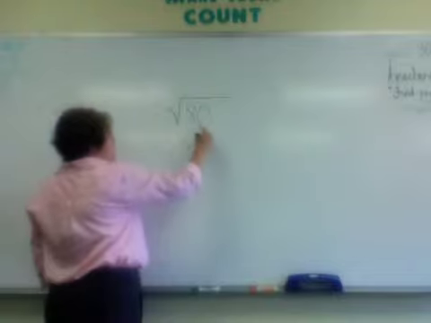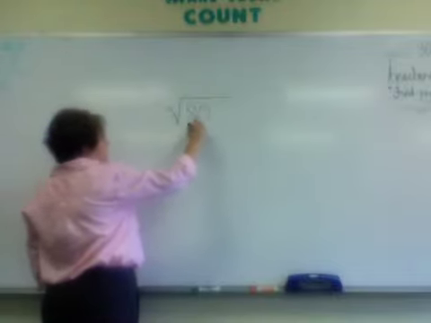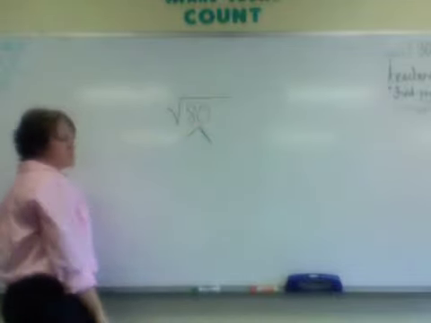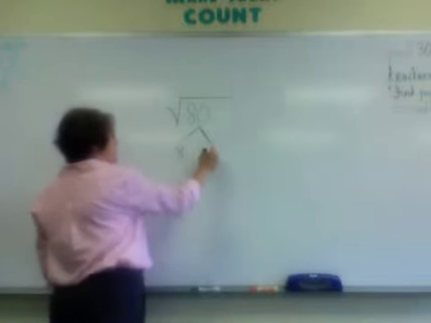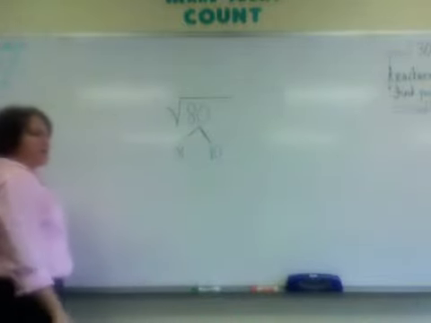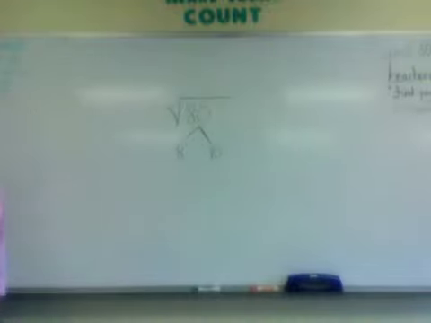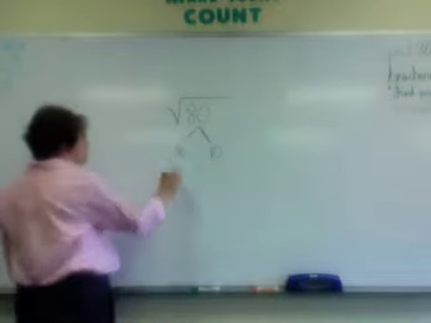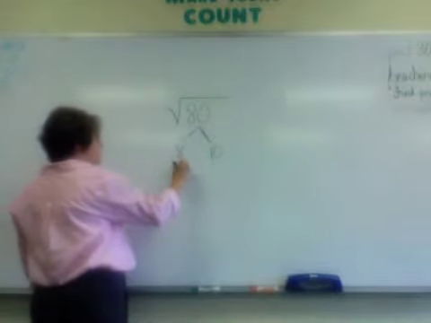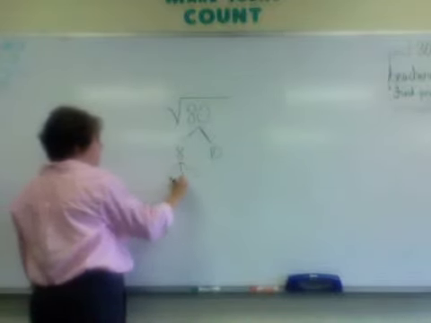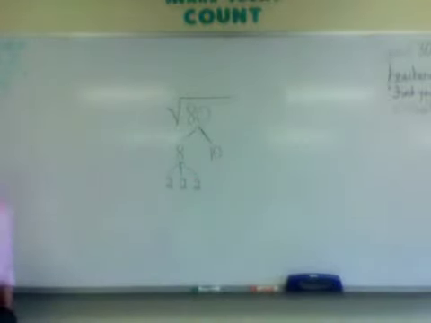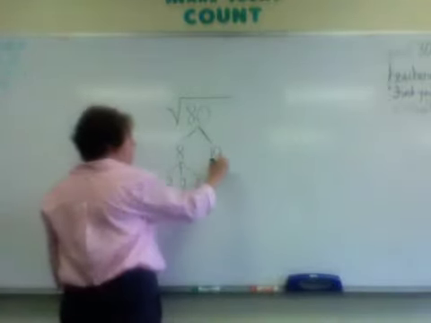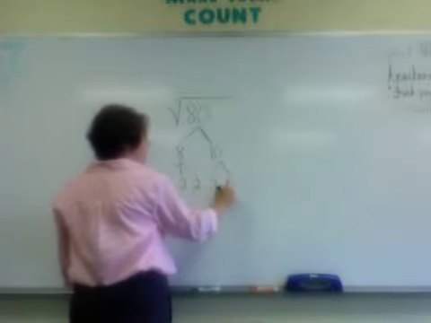80 is the product of what? Start easy. What's obvious? 8 times 10. Is either one of those a perfect square? No. 8 breaks down to 2, 2, and 2. 10 breaks down again to 2 and 5.